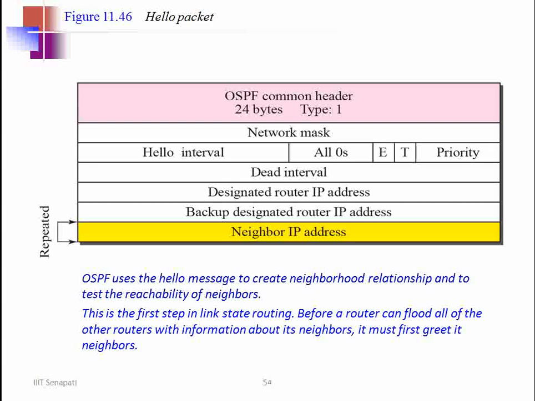This is the designated router IP address, a 32-bit field. You can understand it is the IP address of the designated router for that particular network. Backup designated router IP address: this is another IP address, of a backup designated router for the network. This is the neighbor IP address. This will be repeated, meaning multiple neighbor IP addresses are possible. So it is a 32-bit field which defines a router that has agreed to be a neighbor of the sending router.